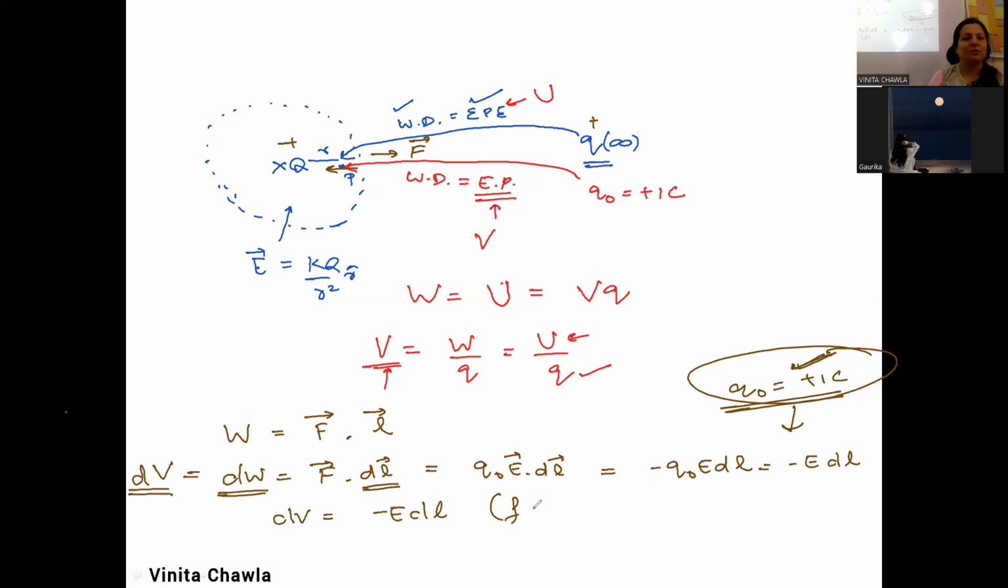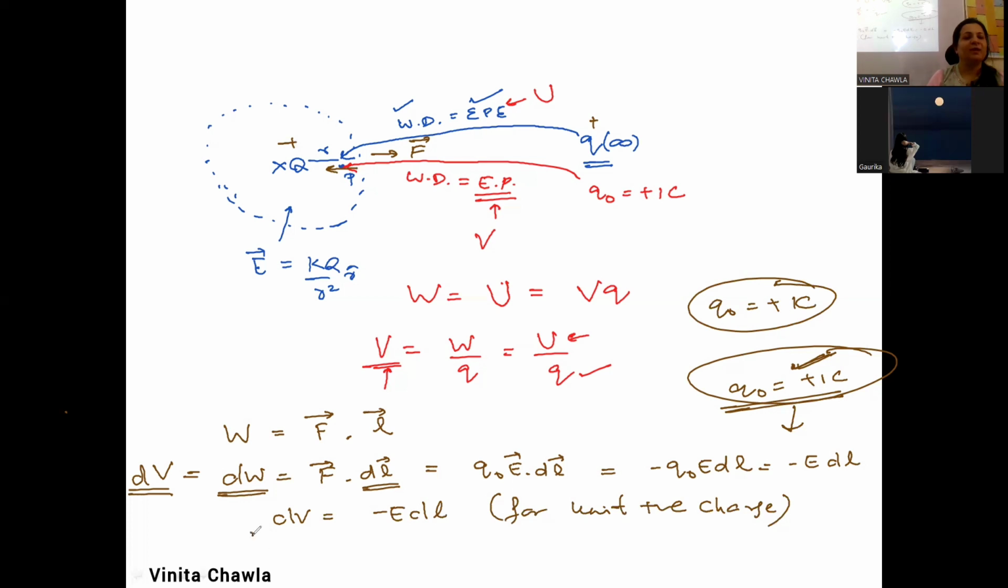For unit, right? Unit positive है ना बेटा, +1 कूलम. ठीक है, easy. So if we have to find net work done and net potential, then how will we find?